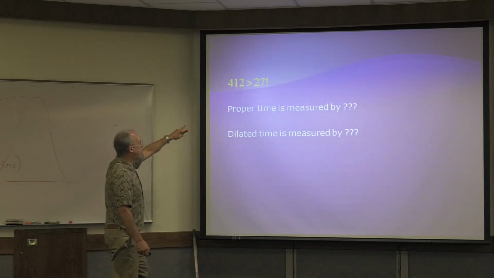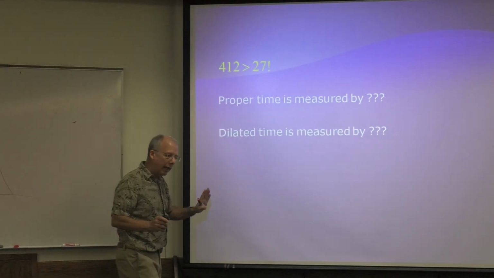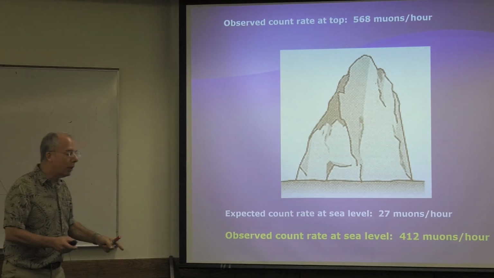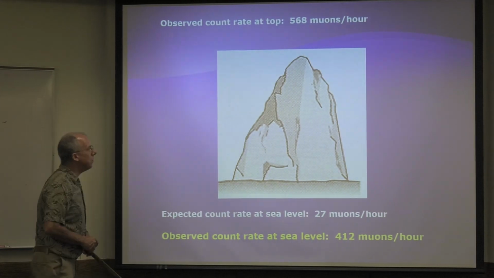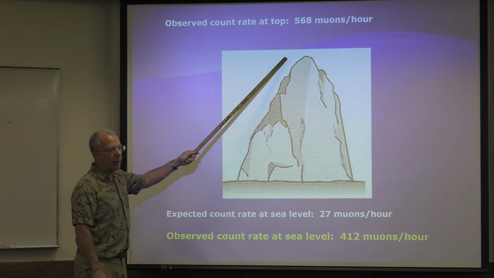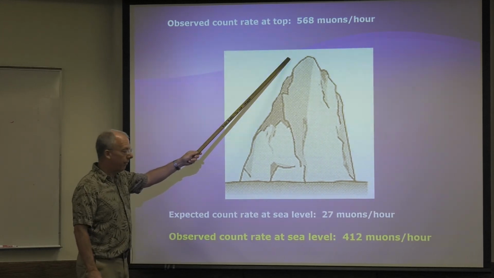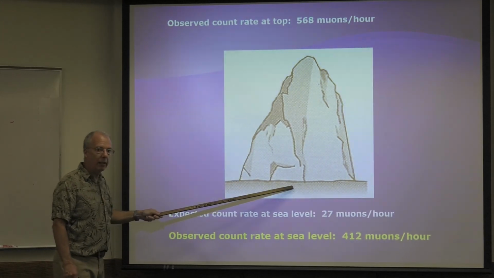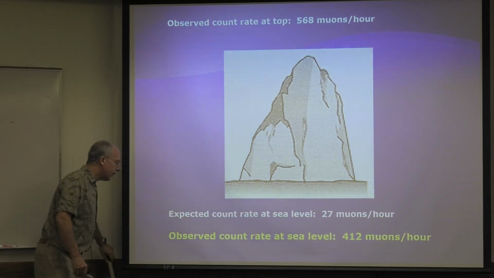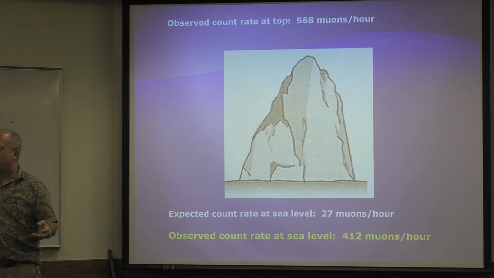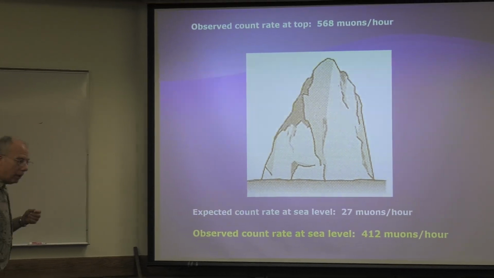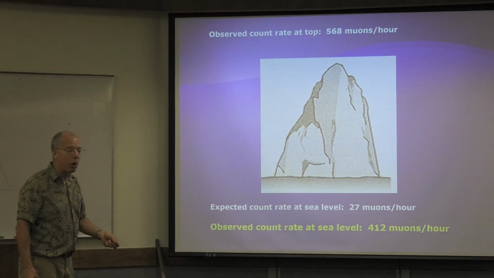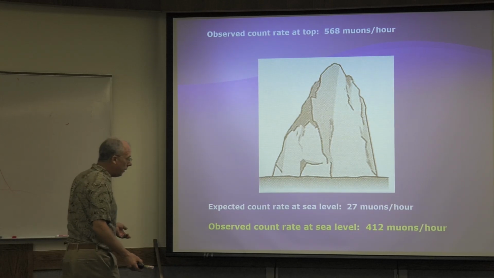So 412 was much larger than 27. Again, what are the two events? The first event is the muon being detected here. The second event is the muon being detected there, right? Now, who measures the proper time? Is it the experimenter or the muon? That should be pretty simple, right?